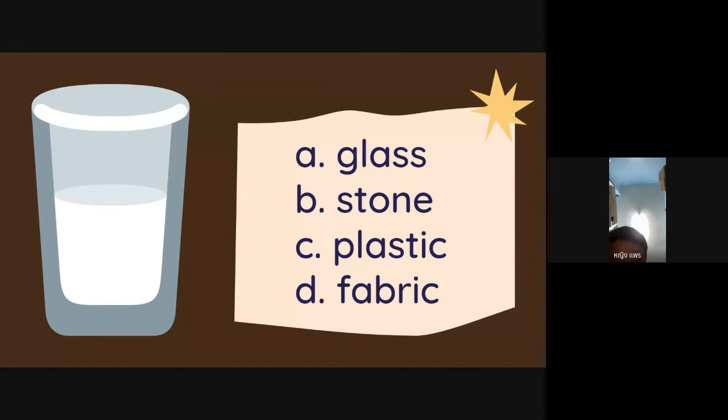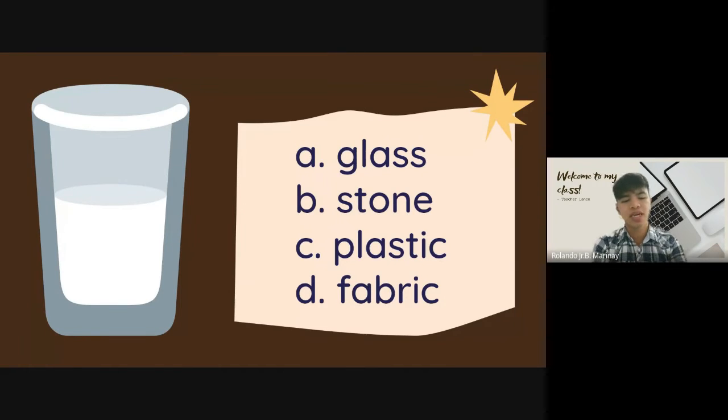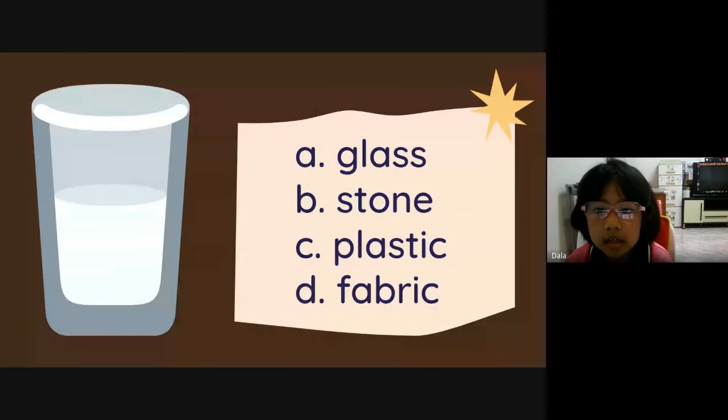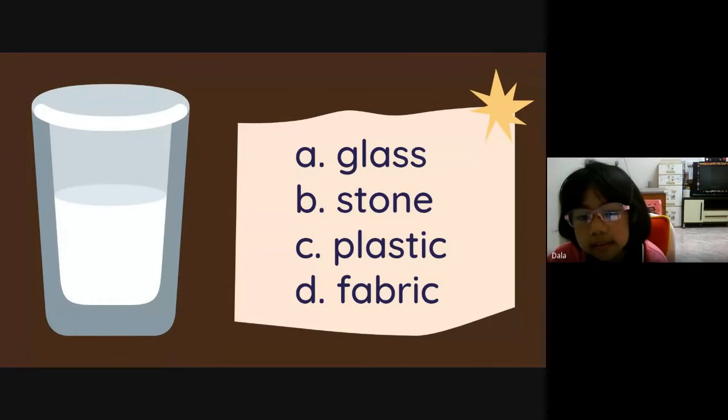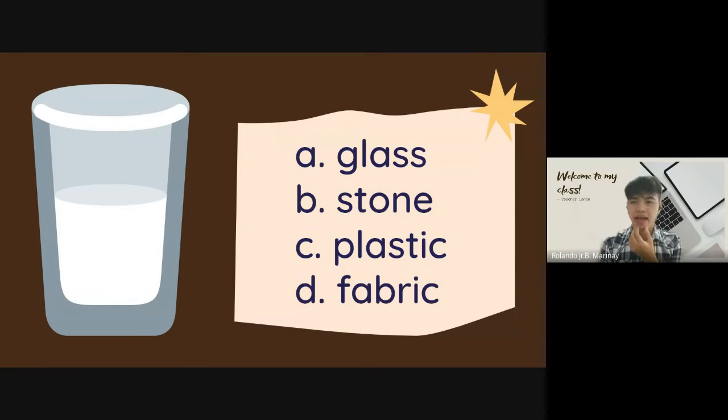Okay. What can you see in picture number 1? Is it A, glass, B, stone, C, plastic, or D, fabric? A, glass. Okay. So what we're going to do is to match the glass to the word glass, letter A. Finish number 1? Okay, what about the others?